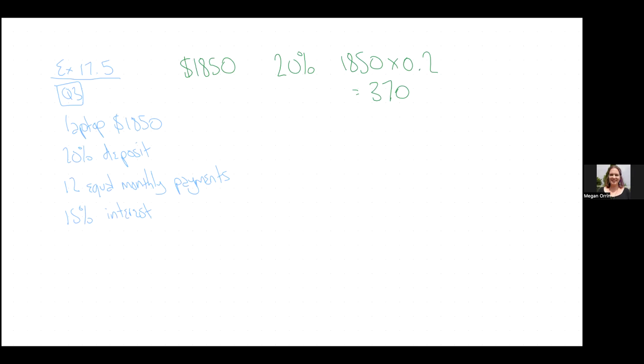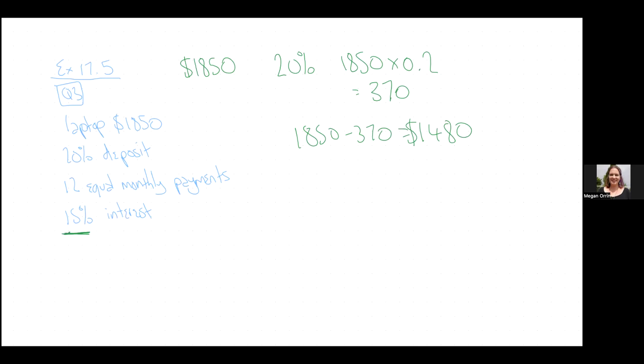Now, if I give them that initially, I then need to figure out what's left. Okay, so I've already given them 370. So if I have 1850 and I've given them 370, how much do I have left to pay? Well, 1850 minus 370 is going to be 1480. So that's how much is left to pay. Now, I'm being charged 15% interest on this, right?